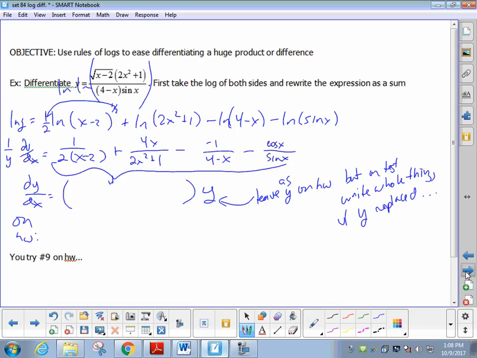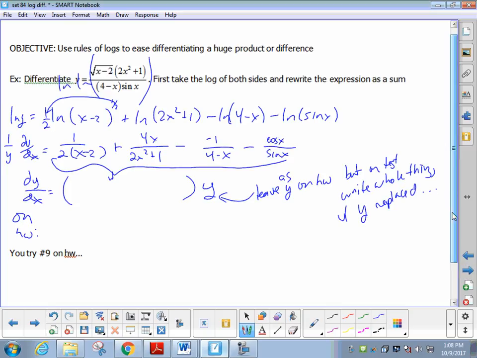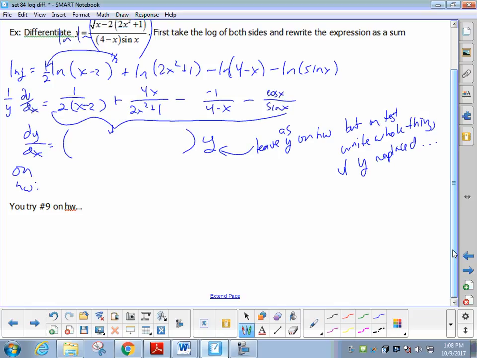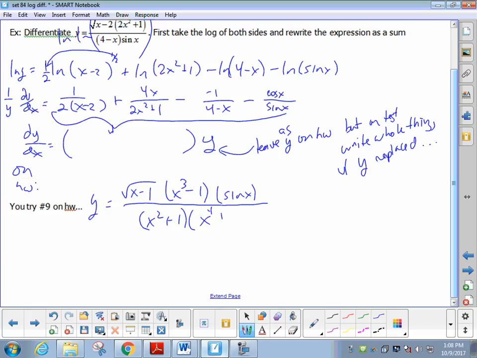I wish I made these boxes long all the way across the board, so write it small. But number 9 on the homework is this here problem. Sorry, I shouldn't have erased it. It's number 9: y equals the square root of x minus 1, x cubed minus 1, sine of x. This actually looks a lot like one I just did. I made that up on my own. Okay, that is number 9. The question is differentiate.